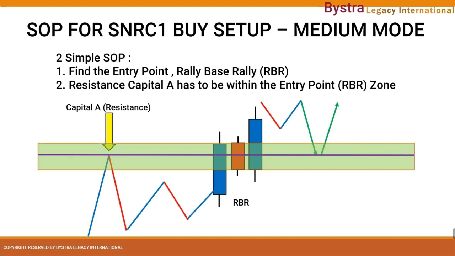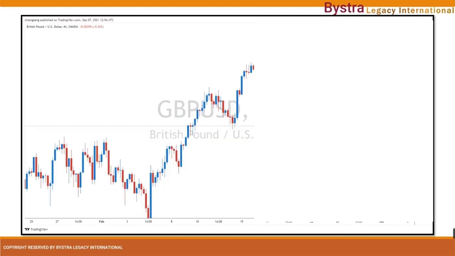So let's have a look at an example. Here I have a GBP USD pair on the H4 time frame. Are you guys able to find the capital A together with the entry point? Yes, there is one here. You can see here there is one capital letter A with the entry point, and here as well. Okay, but here I want to show you something that hasn't happened yet, which is the capital letter A. This is what we call a resistance.